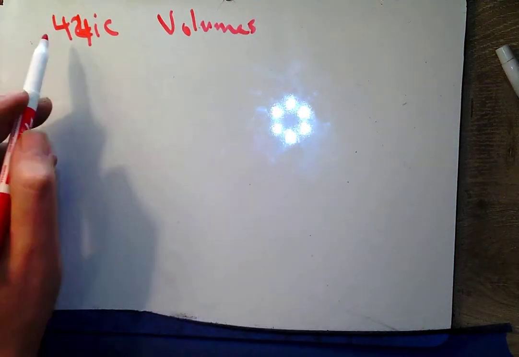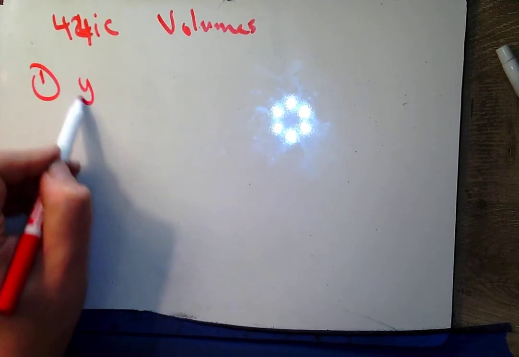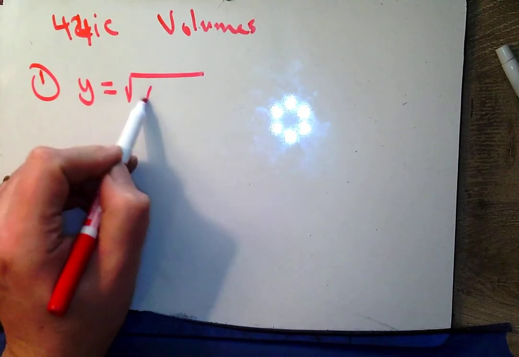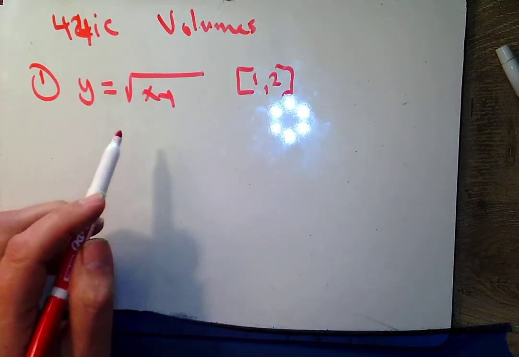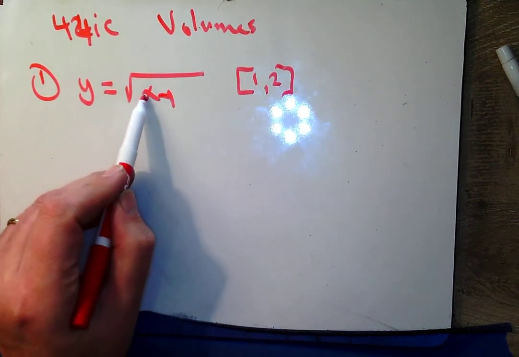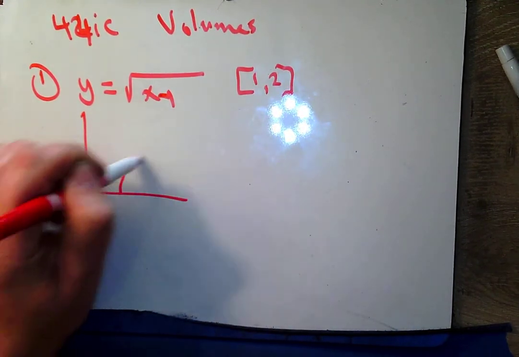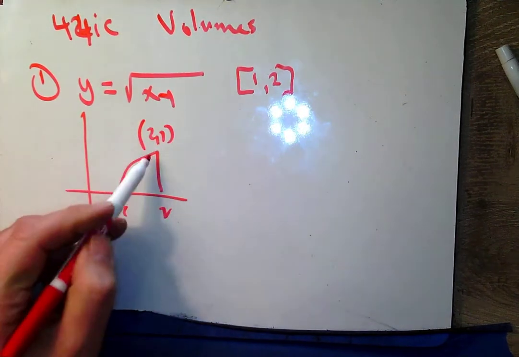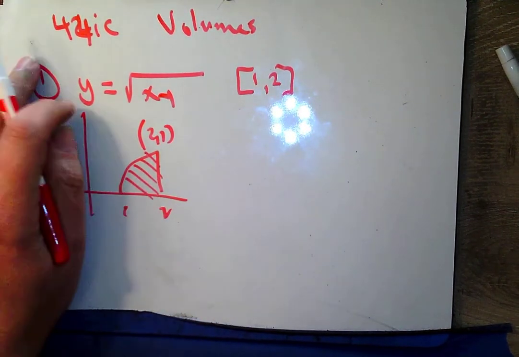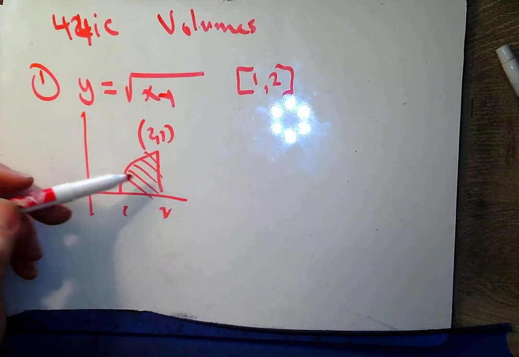Okay, I think that's fabulous. I really like this. Number 1: y equals square root of x minus 1 on 1 to 2. So this is our square root graph shifted right 1, and so we're looking at that. 1, 2, 2, 1. This is our region.